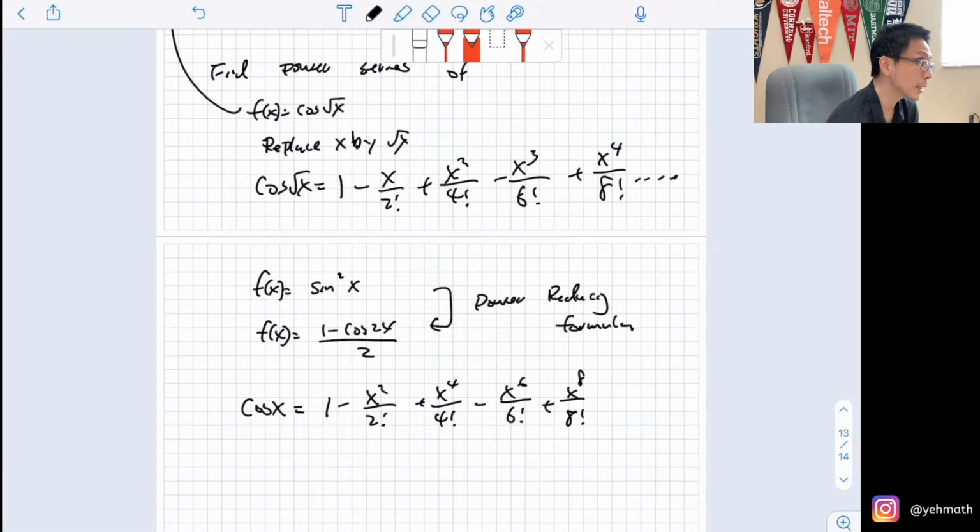Can we just memorize this one? Yes. The basic ones, sine, cosine, e to the x. Yes, that's something that you need to know.